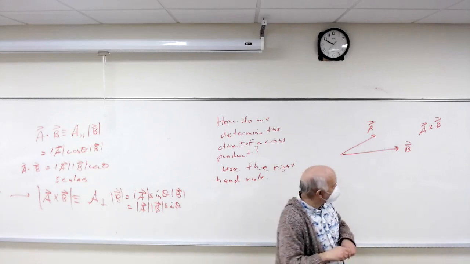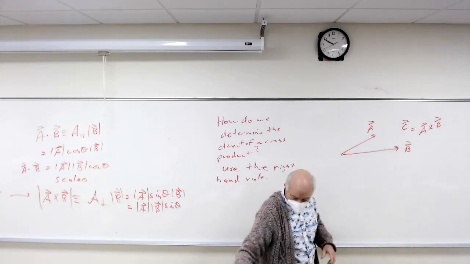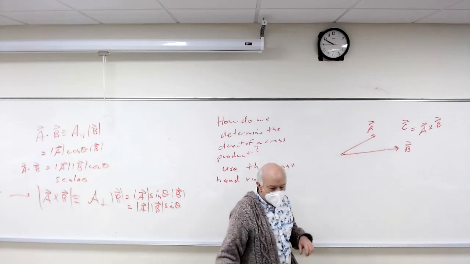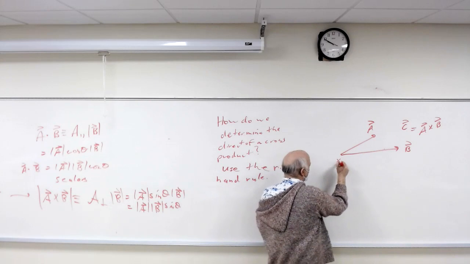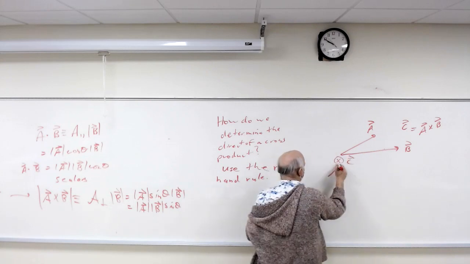So if I call this C, you have A cross into B, and C is into the board. How do I denote something going into the board? An X, and then you put that little circle. That's your C. This means into the board.